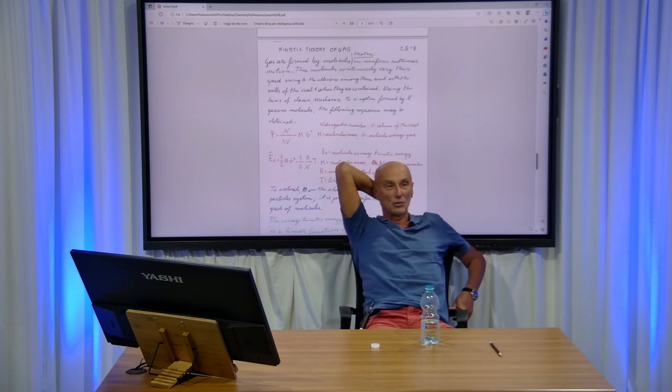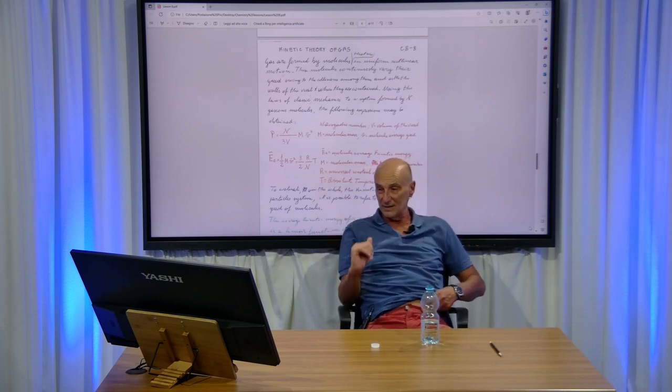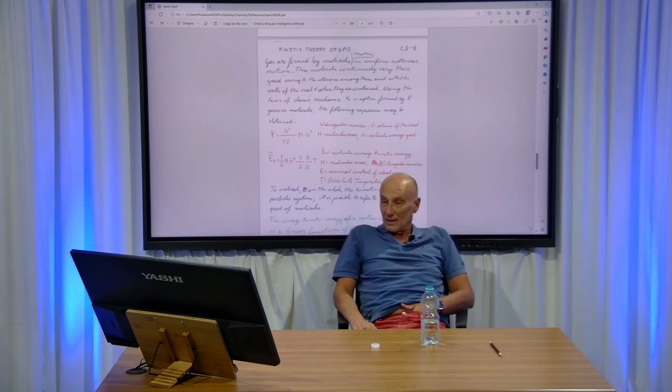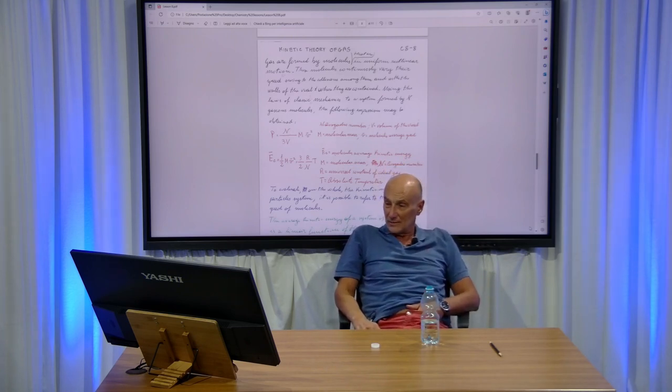Then another formula which is very interesting is that the average molecular kinetic energy of the various molecules is equal to 1/2 multiplied by the molecular weight of the gas multiplied by the average value of the velocity squared.